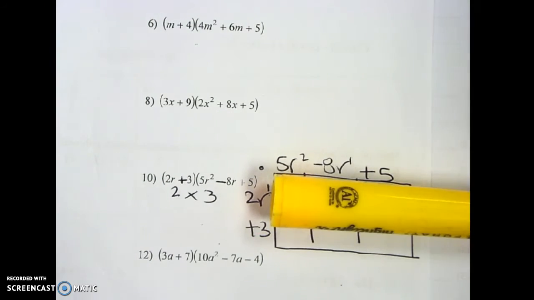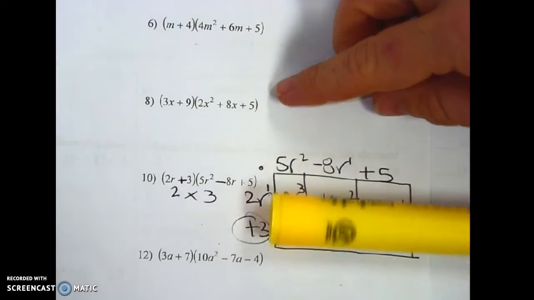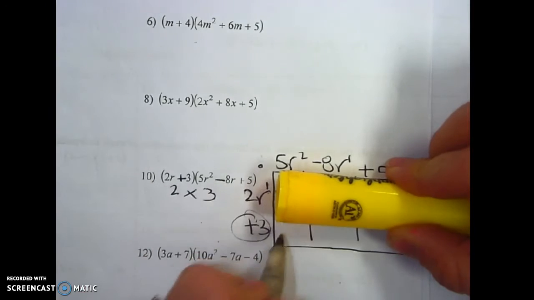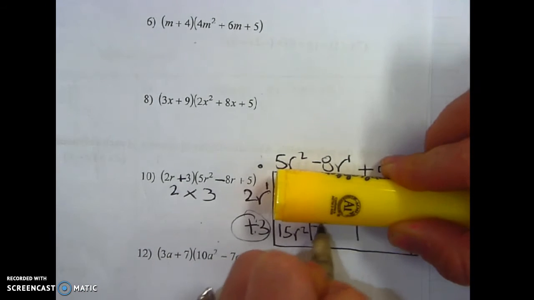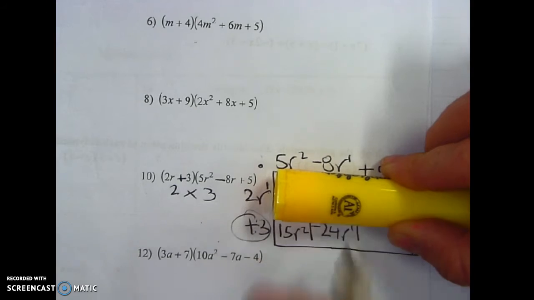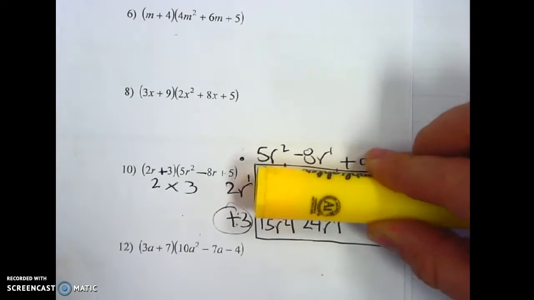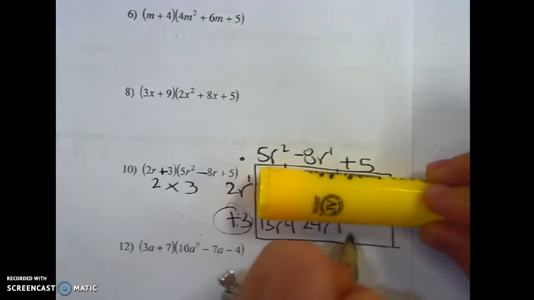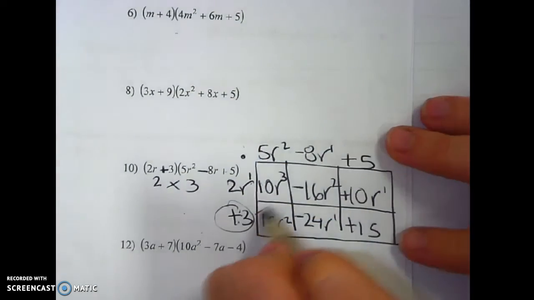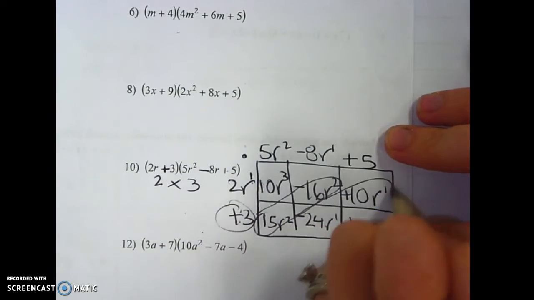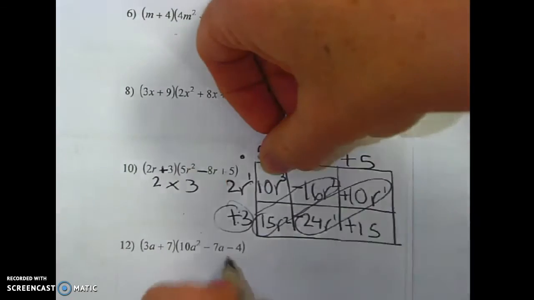You don't have to do that, but if it helps you focus, I'm going to focus on the 3. So 3 times 5 is 15r squared. 3 times negative 8 is negative 24r to the first. I don't need that, but I can put it. And then positive 3 times positive 5 is positive 15. Now remember the game. The diagonals are the same. The diagonals are the same. Bring down the first one.